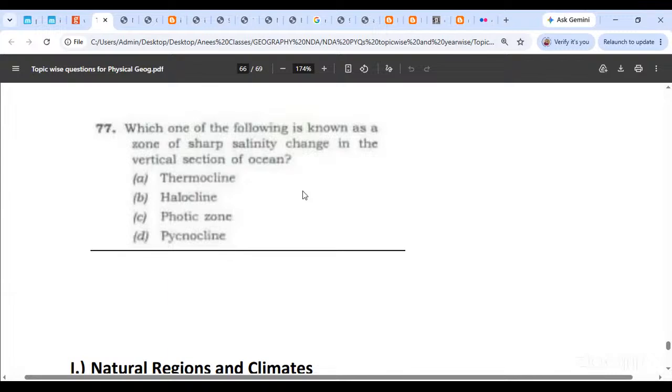B for Bombay. No, D for Delhi. B for Bombay. A for Ahmedabad.